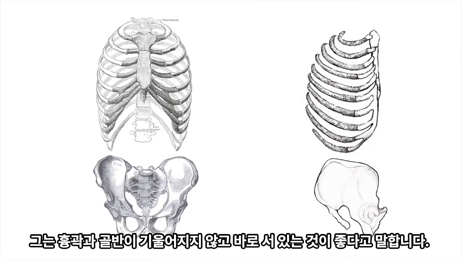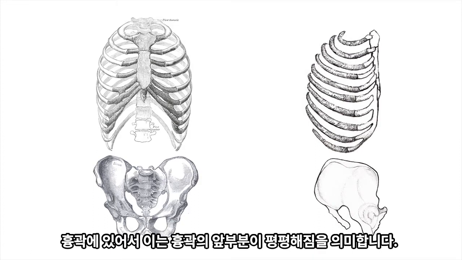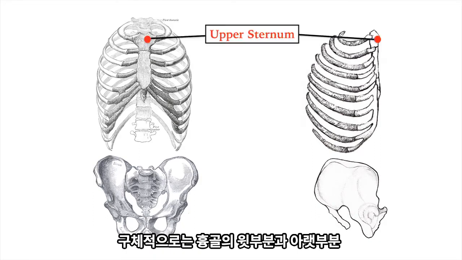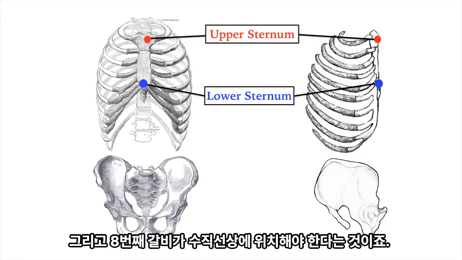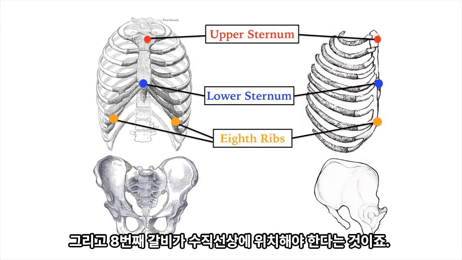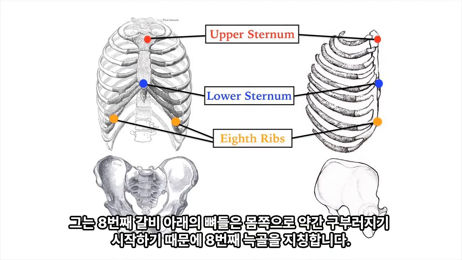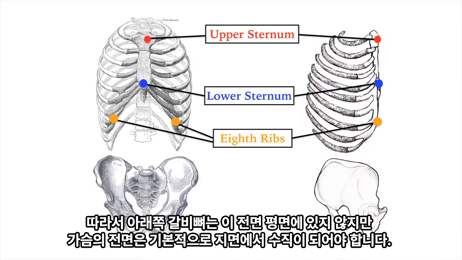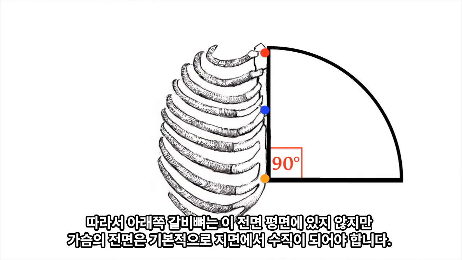He would like us to have both our rib cage and pelvis upright and not tilted. For the rib cage, that means that the front of the rib cage should be flat. Specifically, the upper sternum, the lower sternum, and the eighth ribs should all be on the same plane. He specifies the eighth rib because the lower ribs below the eighth rib begin to curve back in towards the body a bit, so the lower ribs will not be on this frontal plane. But the front of the chest should be essentially 90 degrees to the ground.